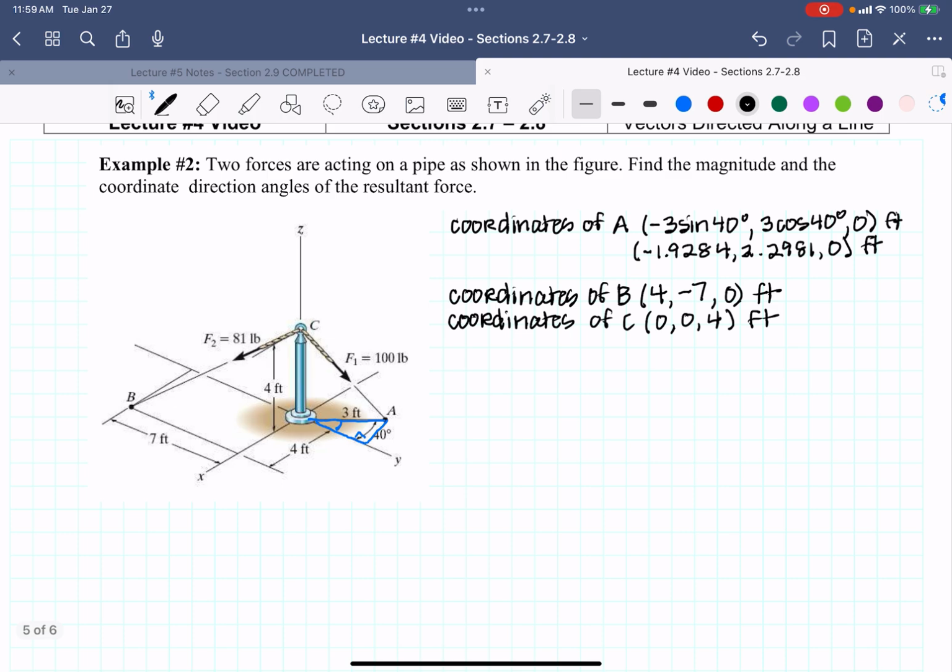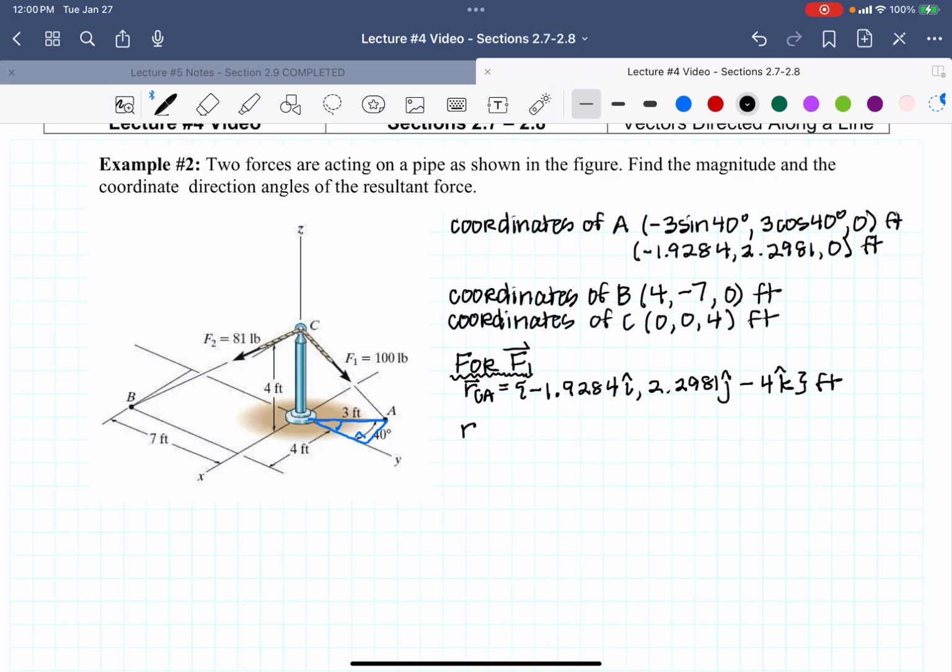So let's start by analyzing force F1. The first thing we need to do to calculate forces along a line, because we need to find the vector of the force along the line between C and A, is find the position vector between C and A. The position vector from C to A is found by subtracting the coordinates of C from the coordinates of A. So I'm going to get -1.9284 for my I hat, 2.2981 for my J hat, and -4 for my K hat. And that is in feet.